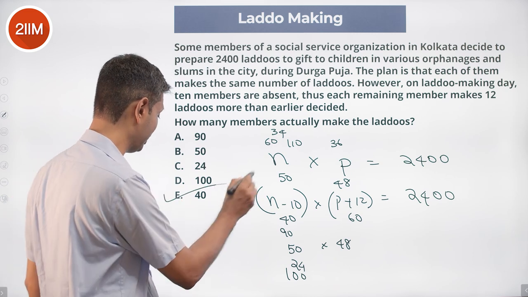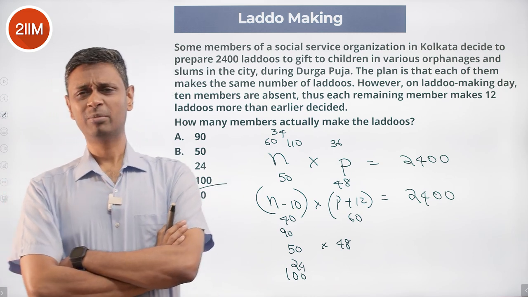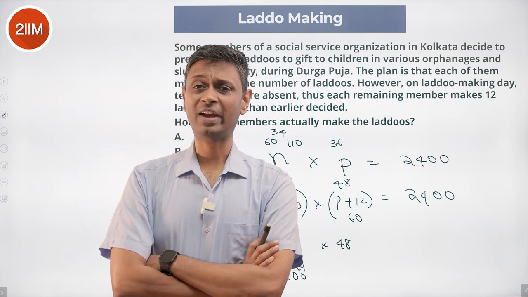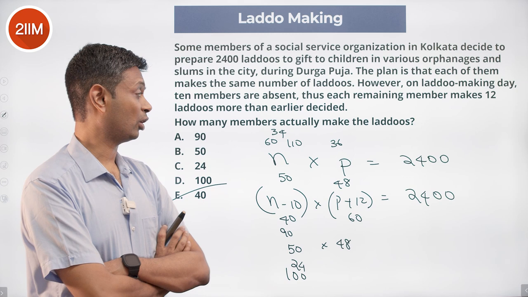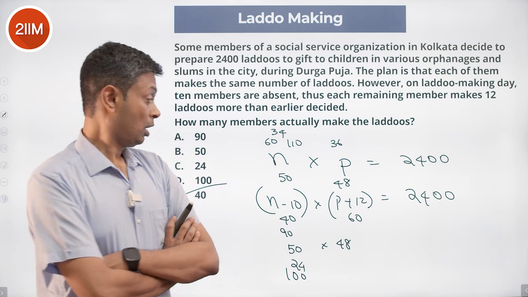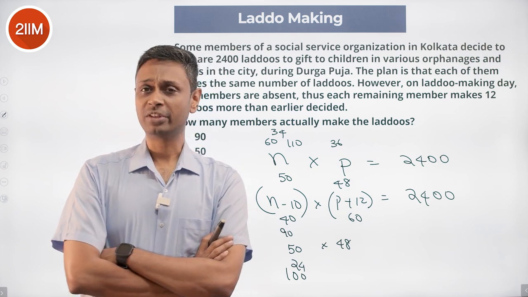We're slightly unlucky that choice E works, but still probably better than doing each one and substituting that and getting there. Nicely factorizable, 2,400. This has lots of factors. Writing down all of them and finding it out, that's also a pain. But narrowing it down from answer choices is probably the easiest method.